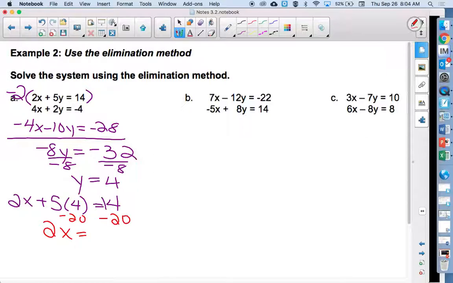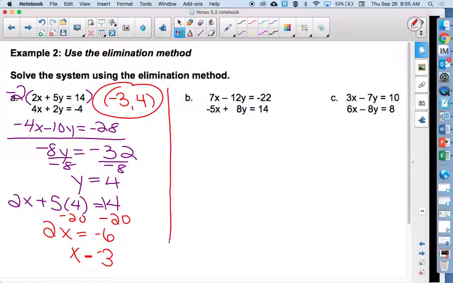So Nick, what'd you end up getting? X is -3. Yeah. How do you rate your answer, Nick? -3, 4. So x was -3, y is 4. So see if you can solve letter B, trying to decide what to multiply by.